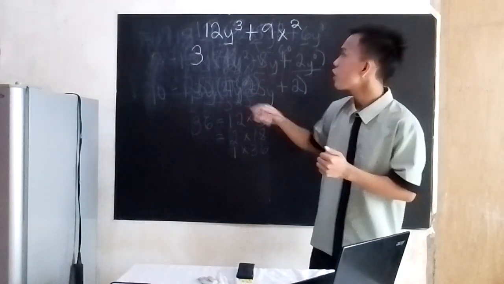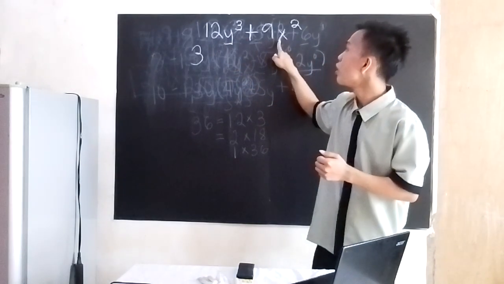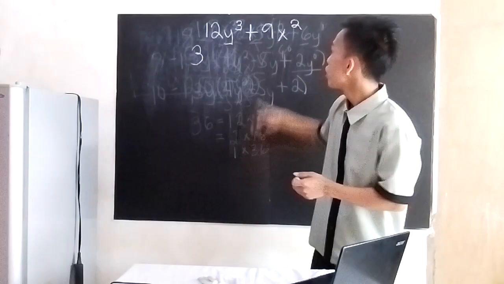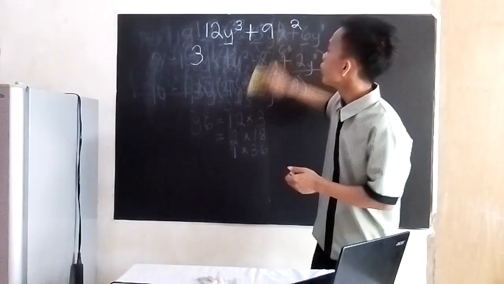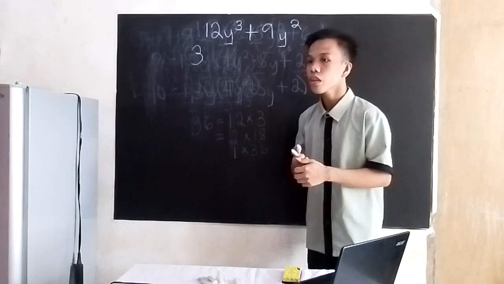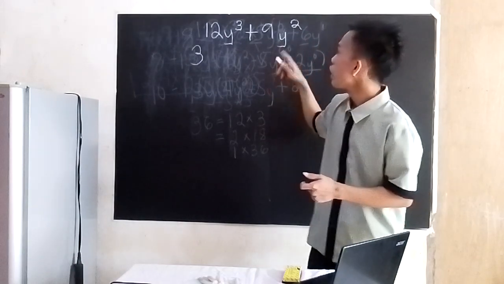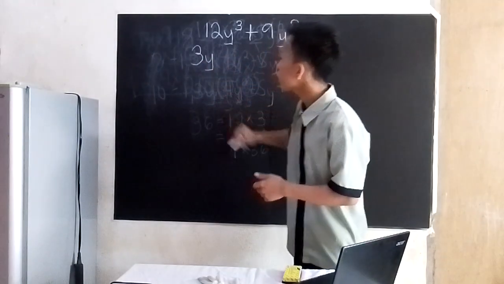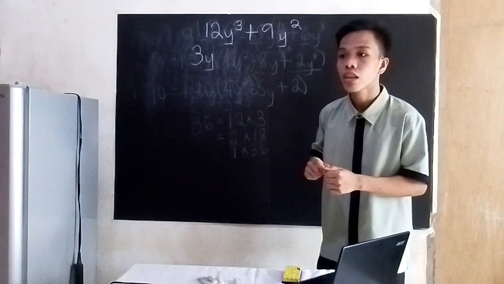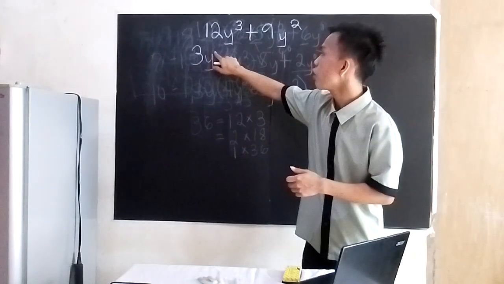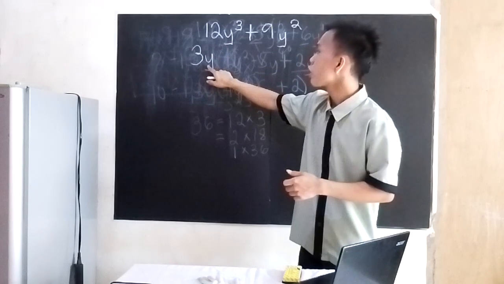Not yet, because they both have the same variable. So we are going to copy the variable. The next step, are we done? Not yet, because we do not already know if the exponent is right.